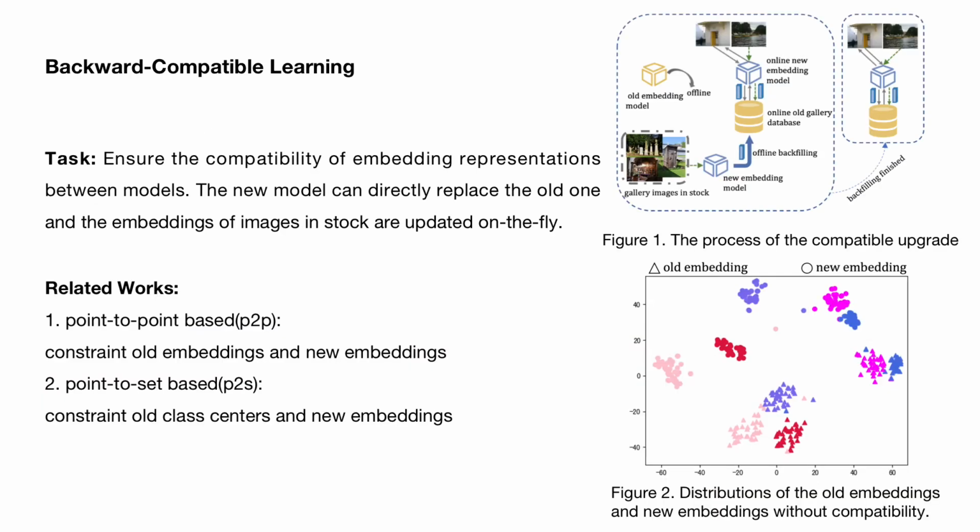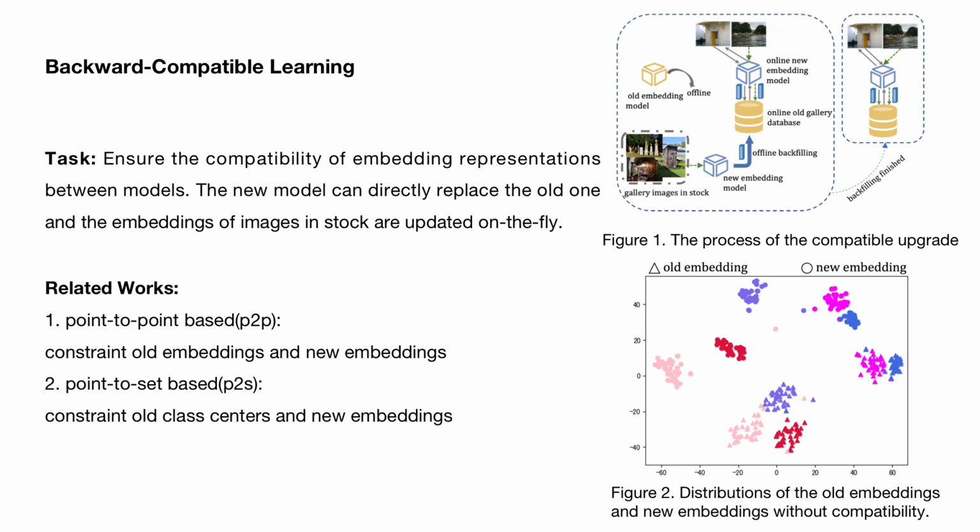Now I will introduce the background of backward compatible learning. The task is to ensure the compatibility of embedding representations between models. The new model can directly replace the old one, and the embeddings of images in stock can be updated on the fly. Figure 1 shows the process of the compatible upgrade.